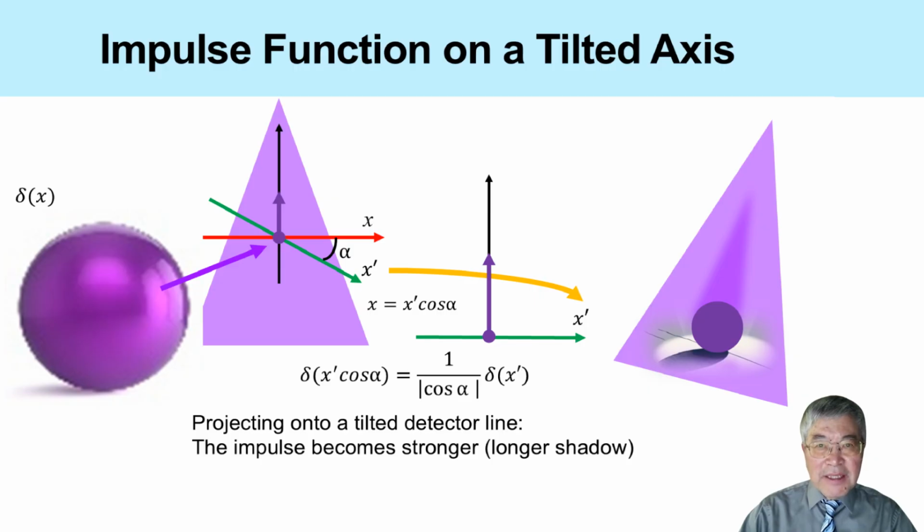The important message is this: when an impulse is projected onto a tilted detector line, its measured strength is modified by a geometric factor. This simple observation helps explain why weighting factors appear in the fan beam reconstruction formula. The geometry changes how a point-like object contributes to the projection data, and the reconstruction formula must compensate for that change.